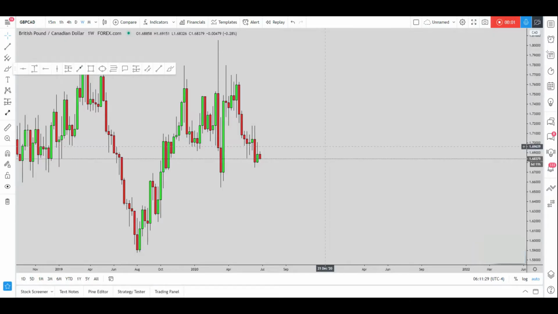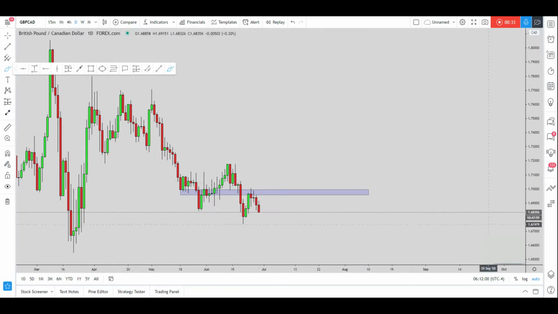Okay, so let's make a full breakdown of this situation that we currently have on GBP CAD. Now, from a weekly perspective, what we can see? We can see that the market currently has broken with this candle the structure to the downside, and it has already retested it here. So we have previous weekly support now turned resistance, which the market has already respected and rejected to the downside.